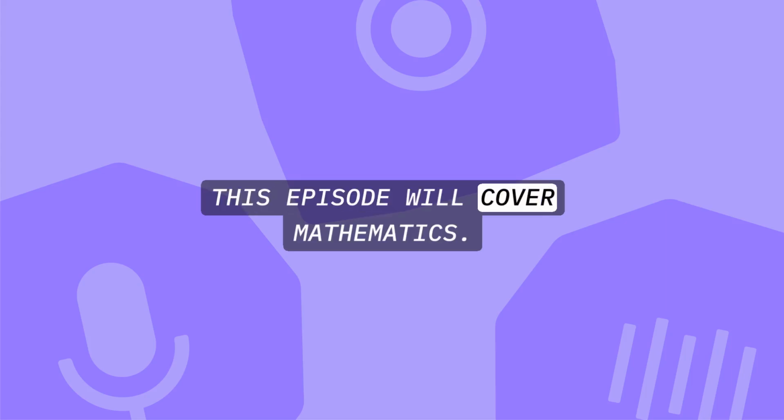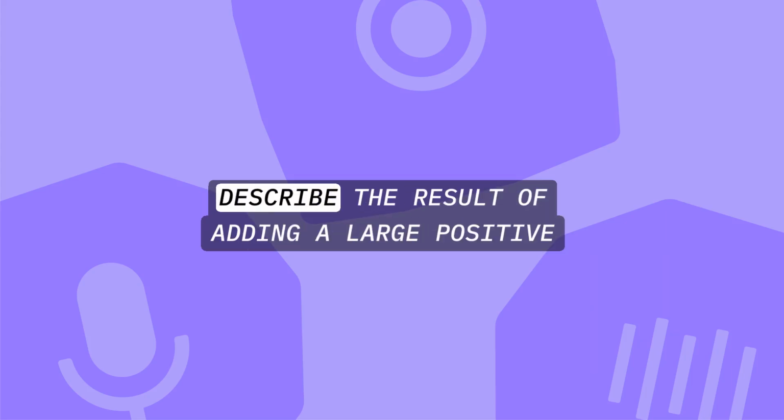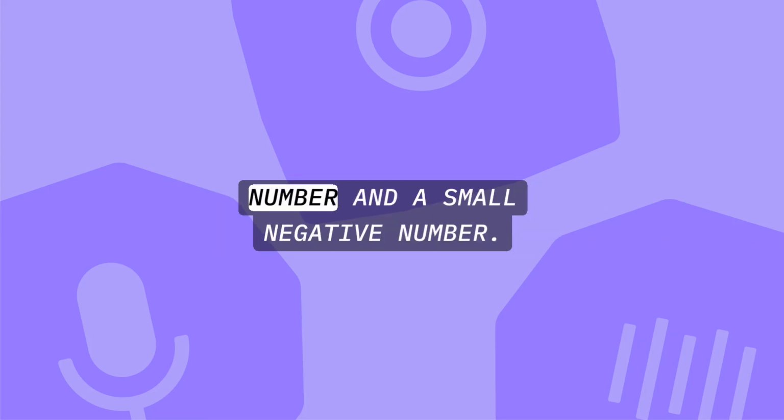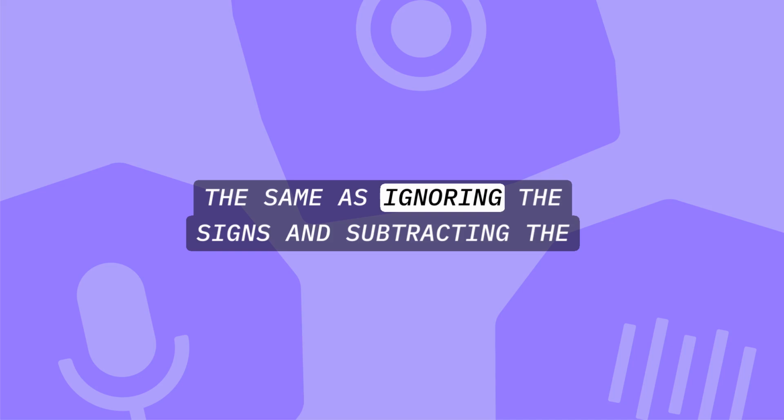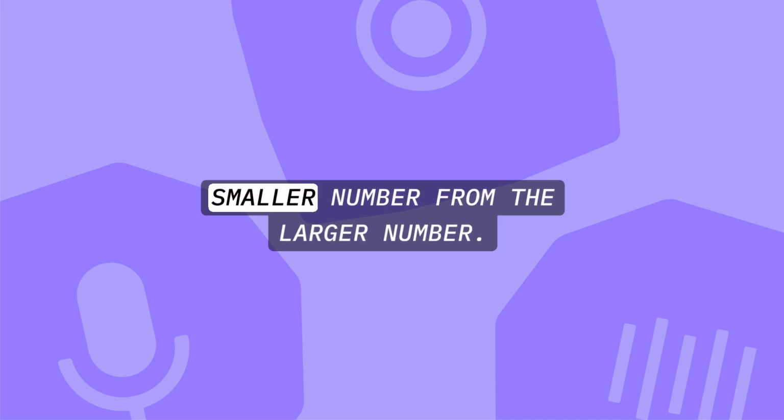This episode will cover mathematics. Describe the result of adding a large positive number and a small negative number. The result is a smaller positive number, and it is the same as ignoring the signs and subtracting the smaller number from the larger number.